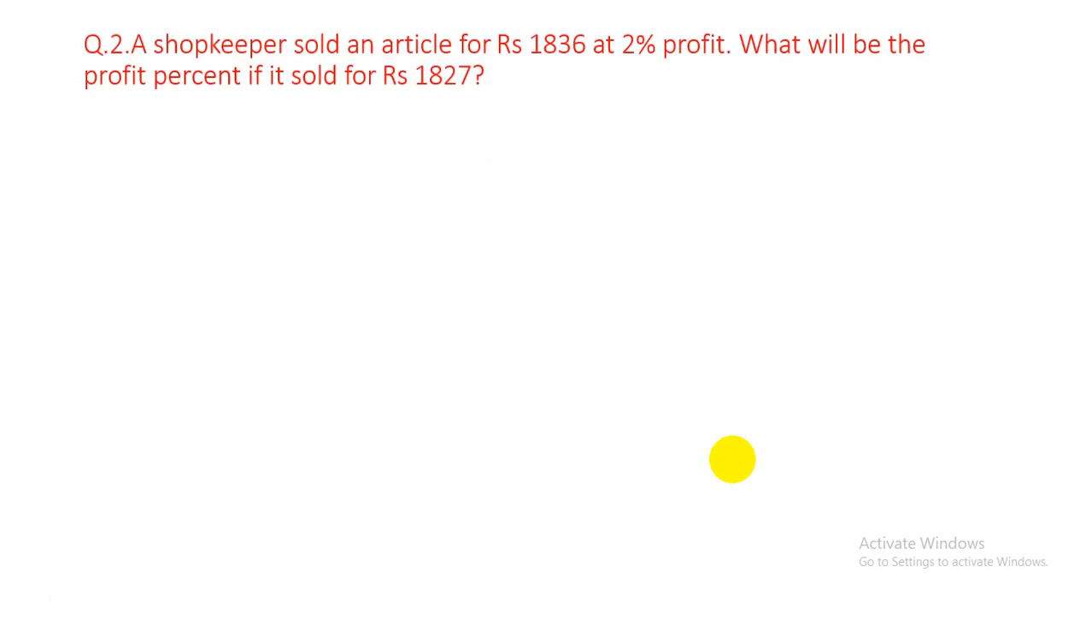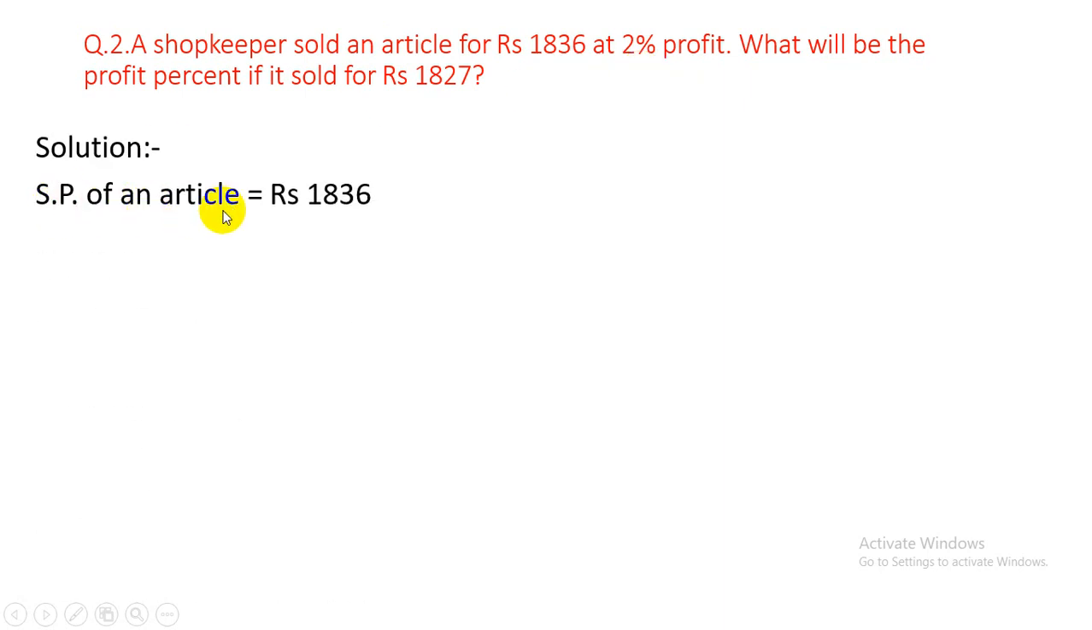Now question number 2. A shopkeeper sold an electric article for Rs 1836 at 2% profit. What will be the profit percent if it is sold for Rs 1827? It means according to the question, an article is sold for rupees 1836 at a profit of 2%. It means SP is given, profit percent is given, and we have to find out CP first. Let's see the solution.